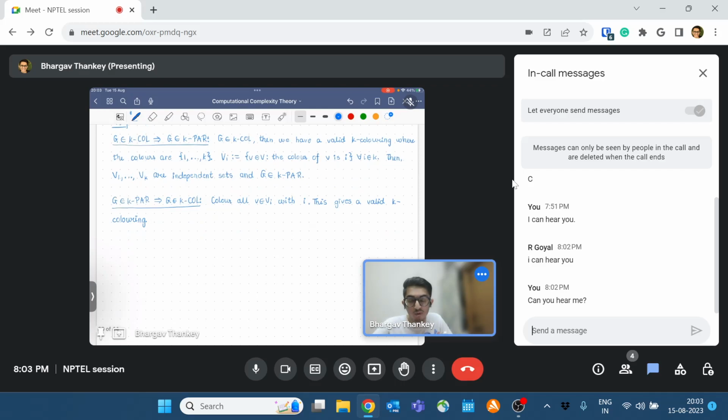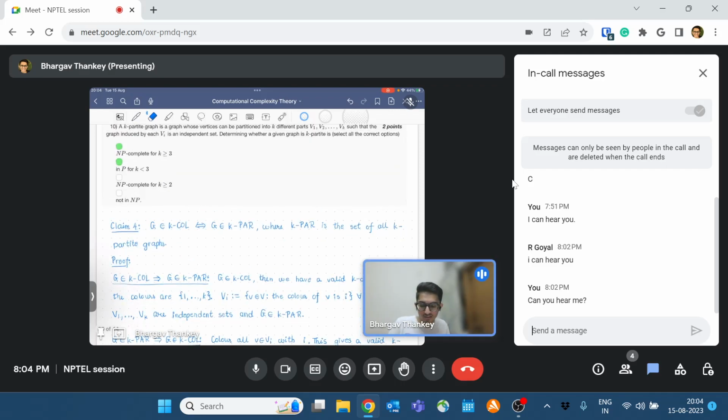Suppose U and V is an edge. If V is an element of Vi, then clearly there is no edge among the vertices of Vi. So if we pick any edge U comma V, both U and V cannot be in the same Vi; they have to be in different Vis, right? And therefore they get different colors. So this is a valid coloring, and it only used K colors, so it's a valid K coloring. So that proves it.